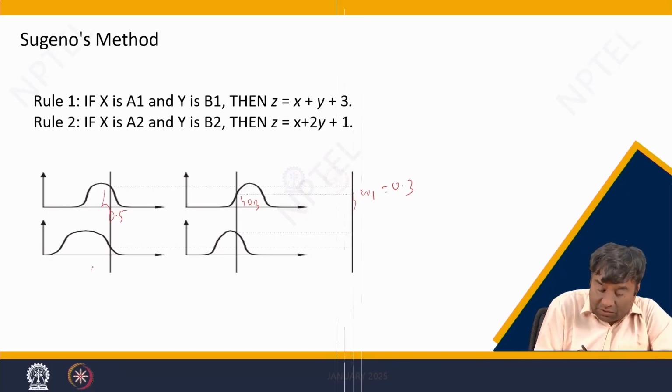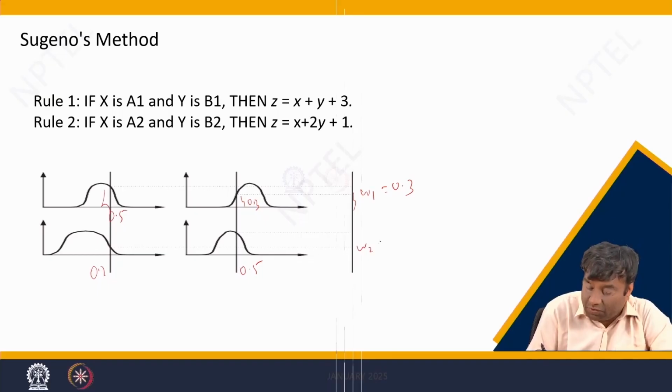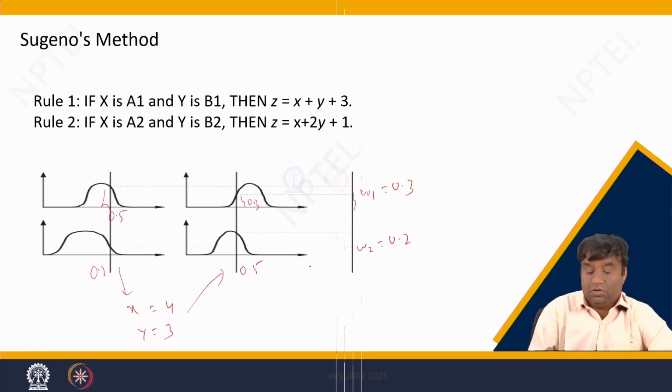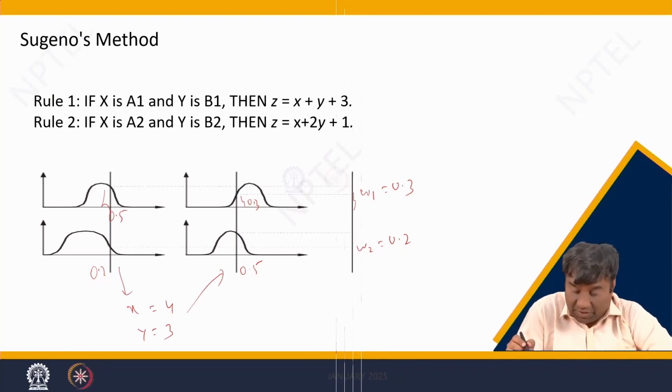Suppose this value is 0.2, this value is 0.5. So again, minimum, so we will take W2 equal to 0.3. Now, say x equal to 4, y equal to 3. So this is the x, this is y equal to 4. So we get this value. So here the defuzzified value will be z, that is z star.